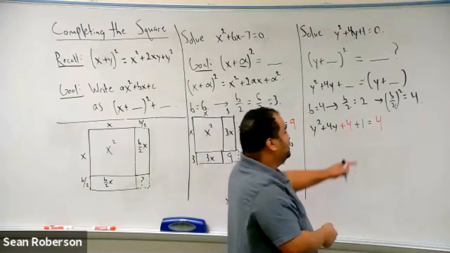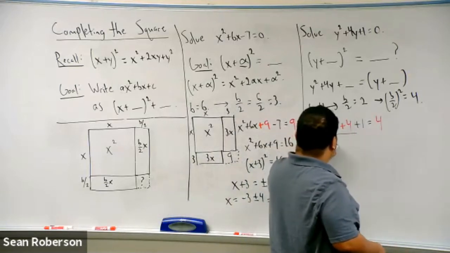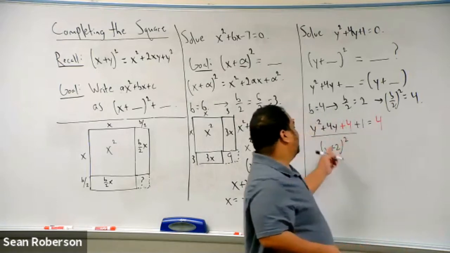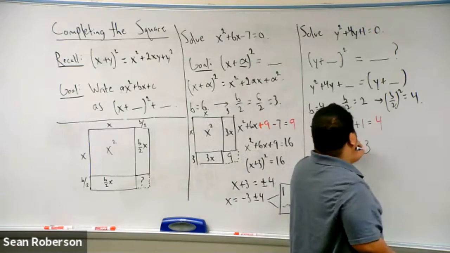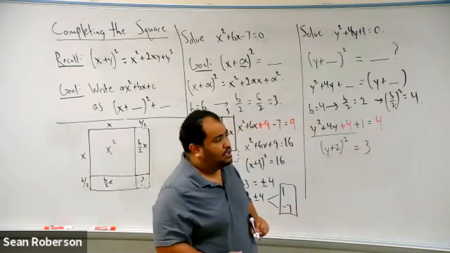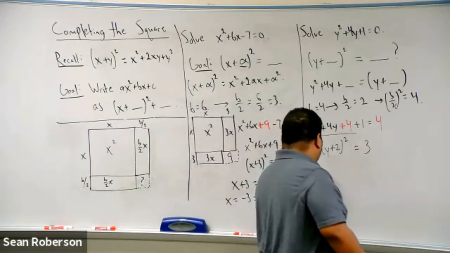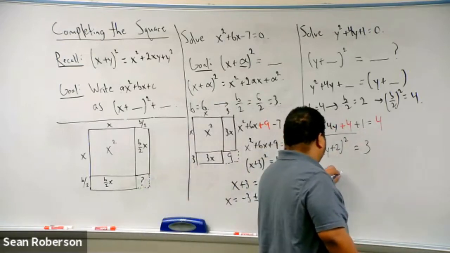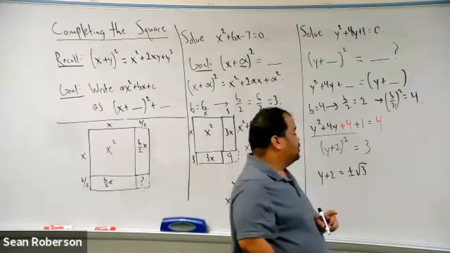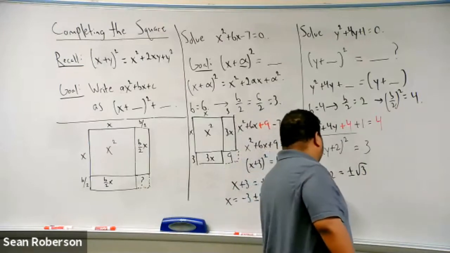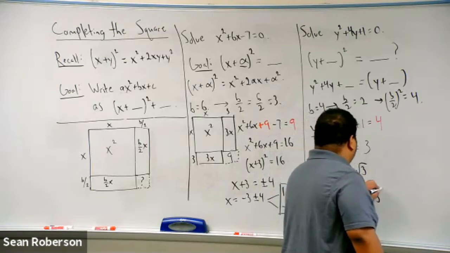I'll subtract 1 and factor this part here. So this part's going to factor as (y plus 2) squared. You can check that it gives these terms here. And then this is equal to 3, 4 minus 1. And now we solve using square roots as usual. We'll take the square root of both sides. y plus 2 equals plus minus the square root of 3. And now I will subtract 2 from both sides. And so my solutions to this equation are y equals minus 2 plus minus square root of 3.